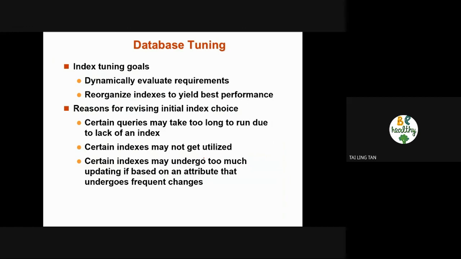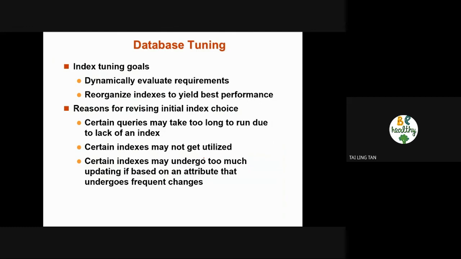The reason for revisiting, revising the initial index choice: which field you want to index, the DBA will always need to consider. If a lot of people are searching for an item, then they try to index it. Certain queries may take too long to run due to lack of an index. If you didn't index that table, then too many users eventually search the same thing, and the DBMS may go down. Or the index may not get utilized. So they have a chart for that part, to see whether this index is actually used.